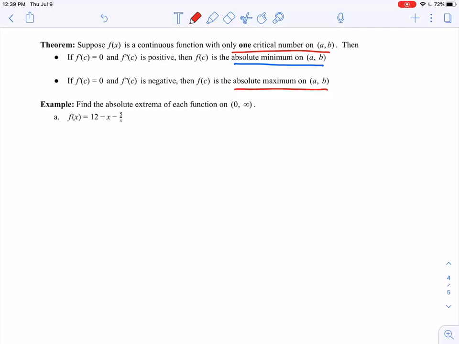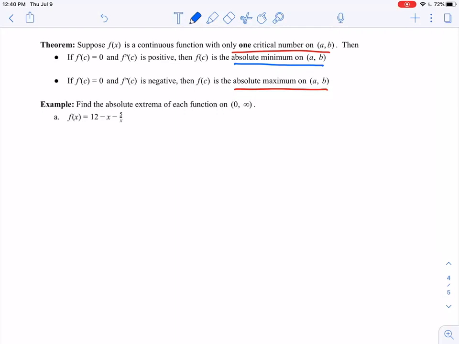So we are going to look at a couple of quick examples. We're going to find the absolute extrema of each function on the open interval 0 to infinity. So when we say 0 to infinity, that is an open interval. Or even if we had said negative infinity to positive infinity, that is also an open interval. So we're talking about open intervals here. And the first function we'll work with is 12 minus x minus 5 over x.